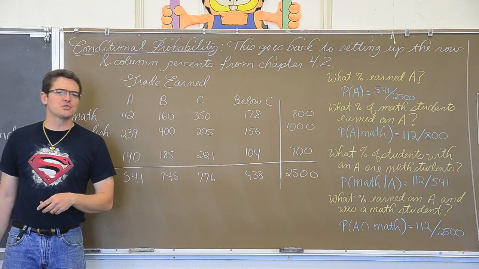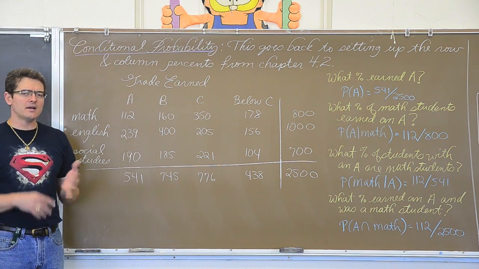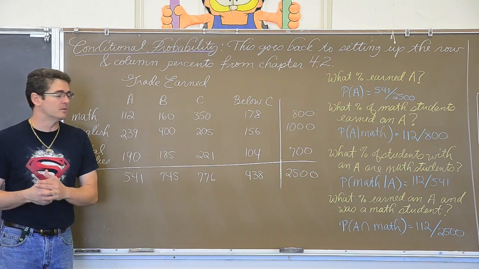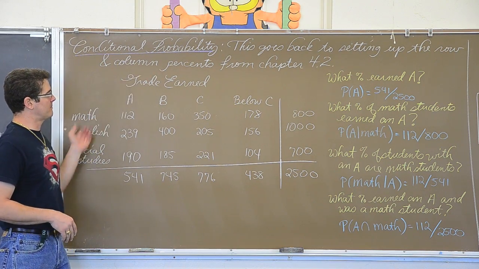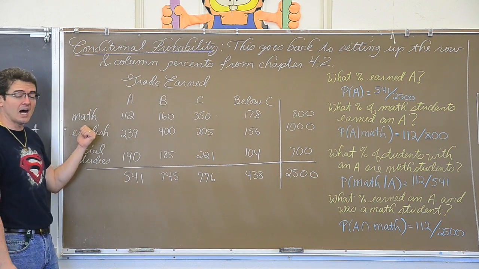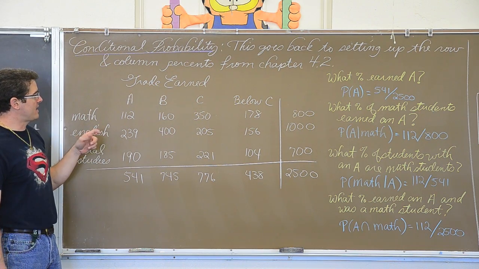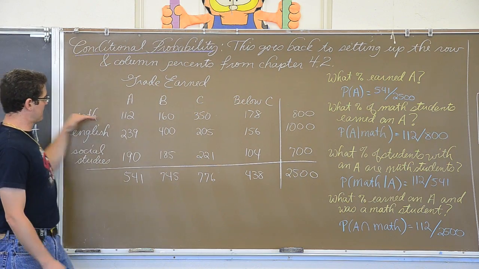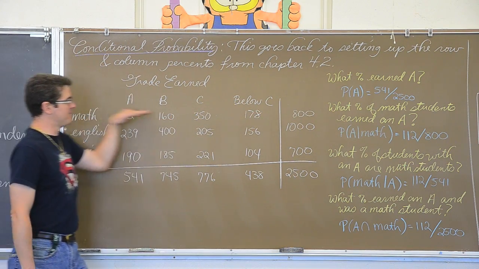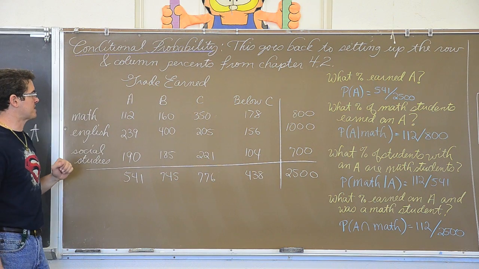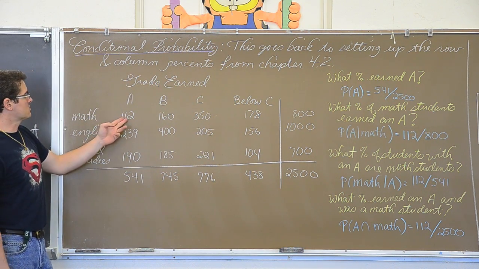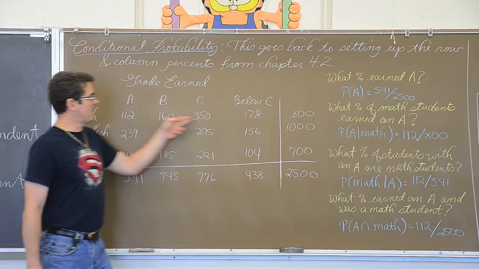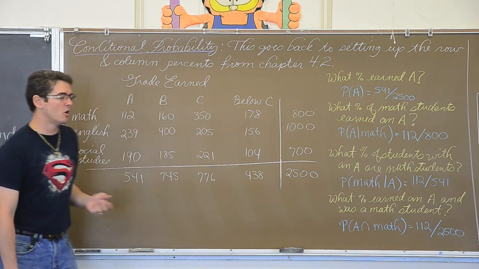What percent of math students earned A's? Now I don't want to even have a student considered unless they're specifically a math student. So where is the variable of being a math student? On the side. So what percent of math students earned an A, I only care about the students who are in math classes. That means we're setting up a row percent. So it's going to be 112, those math students that got an A, divided by all the math students, 800. That's a row percent.